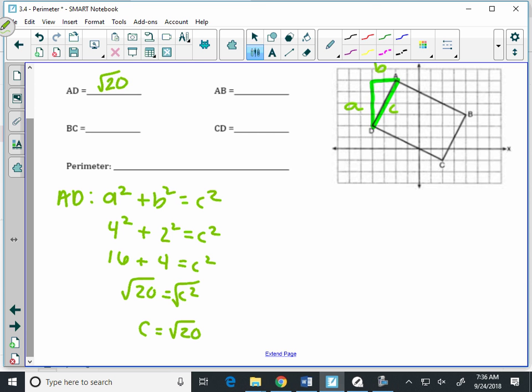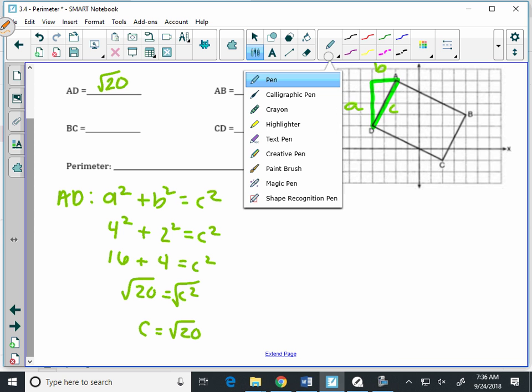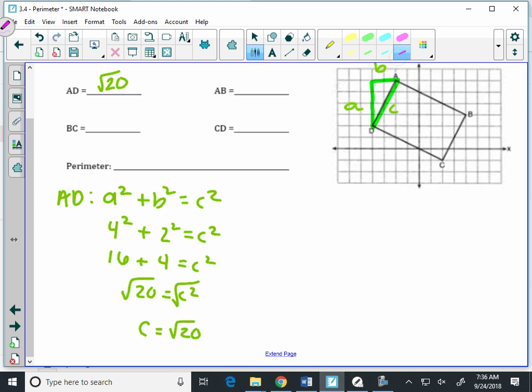Okay? It might seem like a lot of work. You're like, oh my gosh, there's 4 sides. There's a little shortcut with rectangles. Okay? I'm going to find the next side. I'm going to find AB. So I make my right triangle. Again, the side across that you're trying to find is always your C. Doesn't matter, I'll make that my A, make that my B. Plug in Pythagorean theorem.